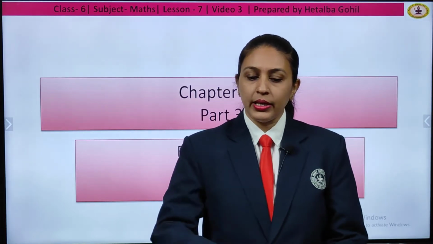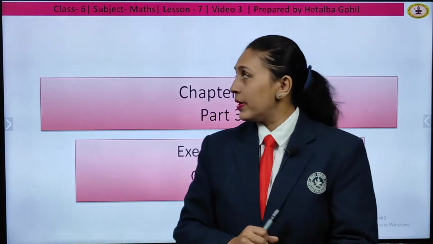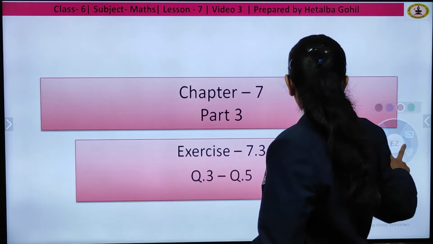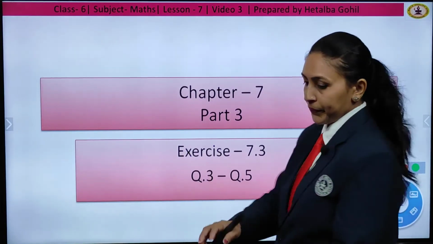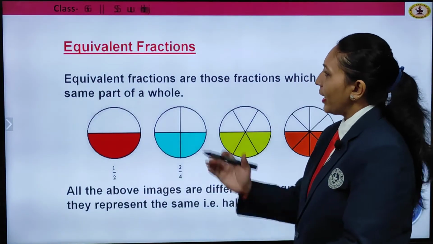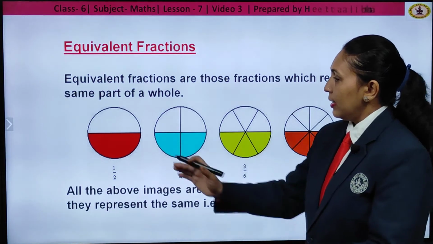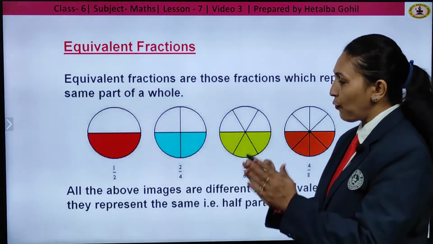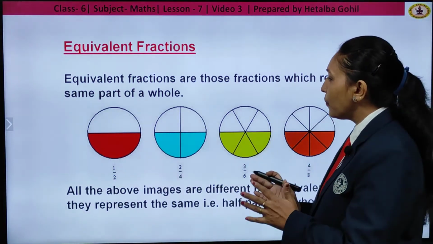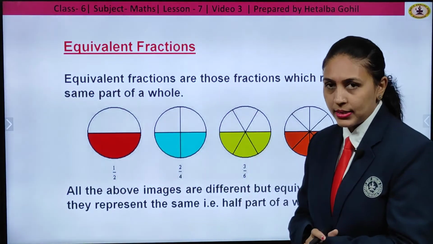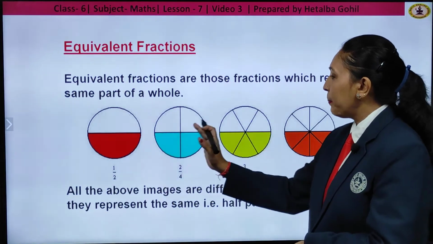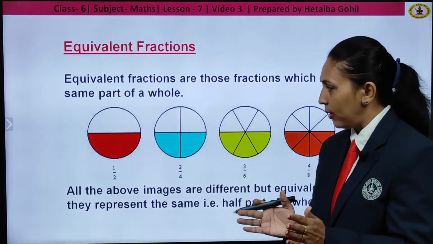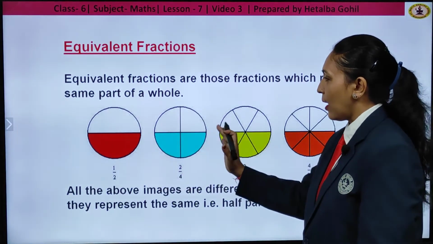Today we will continue the next topic of chapter 7, that is, equivalent fractions. Children, you can see here figures 1, 2, 3 and 4 given to you in the form of circles, and they are marked differently with different parts, but they represent the same fraction, that is, half of one whole. Let us see what it is now.